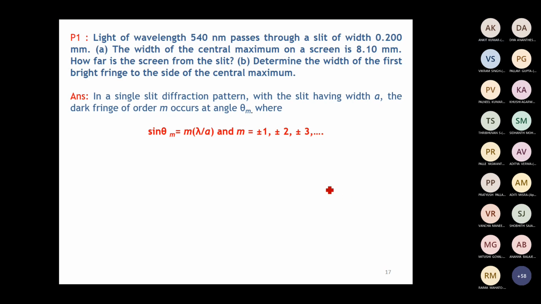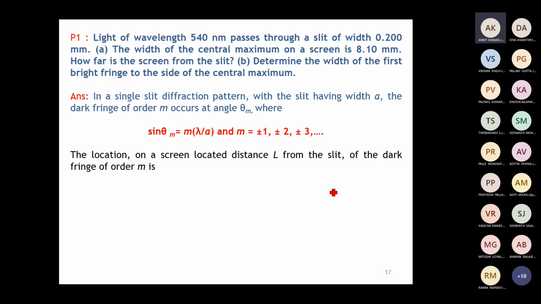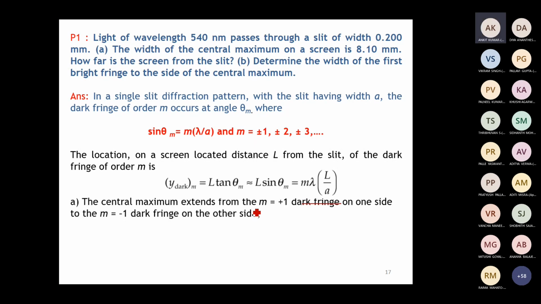So we have the condition sin theta_m = mλ/a, where m = ±1, ±2, and so on. The location on the screen at a distance L from the slit of the dark fringe of order m is y_dark = L tan theta_m. We can write it as L sin theta_m, which is equal to mλL/a.